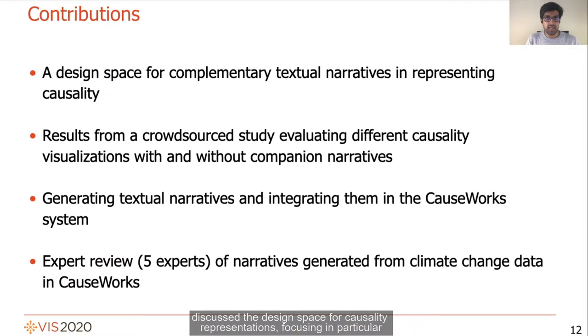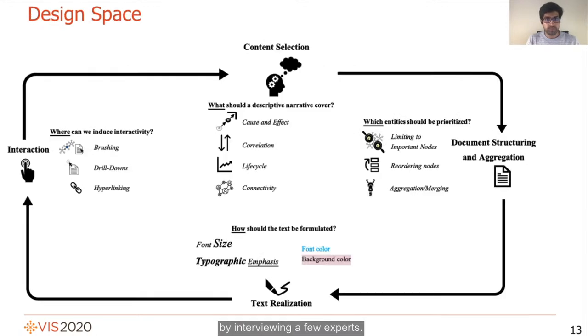We first discussed the design space for causality representations, focusing in particular on textual narratives. We then report on a crowdsourced user study where we asked participants to recover causality information from dynamic graphs with and without an associated textual narrative. And based on the results, we also present a textual narrative and implementation in the causework system for understanding the impact of specific interventions in a causal model. And lastly, we also studied the utility of these narratives by interviewing a few experts.